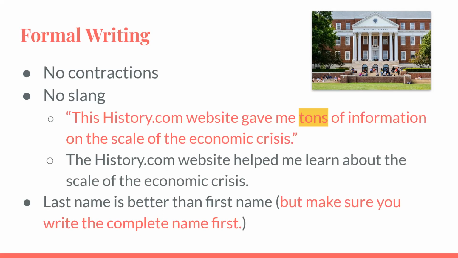Last name is better than first name if you're referring to a person, and if you're just going to refer to them by one name, but make sure that you write the complete name first. So if I'm doing my project on Rosa Parks, the first time that I talk about her, I probably want to use her full name, Rosa Parks. But then from then on out, if I wanted to shorten it to just one word, better to say Parks than Rosa.